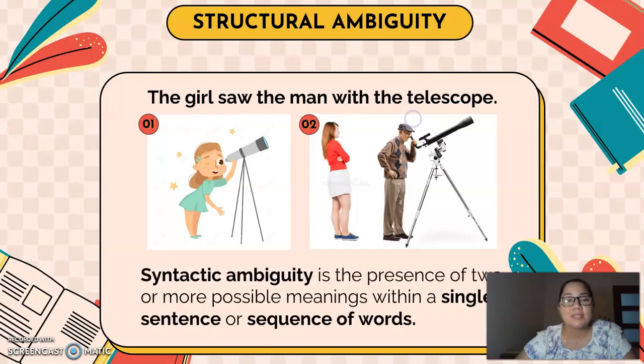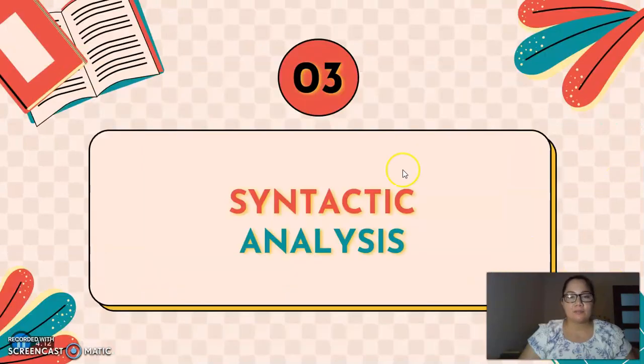So this is syntactic ambiguity. It is the presence of two or more possible meanings within a single sentence or sequence of words. So sequence of words is a very important element because it's more than a word. When we talk about one word ambiguity, we're talking about lexical ambiguity and not syntactic ambiguity.